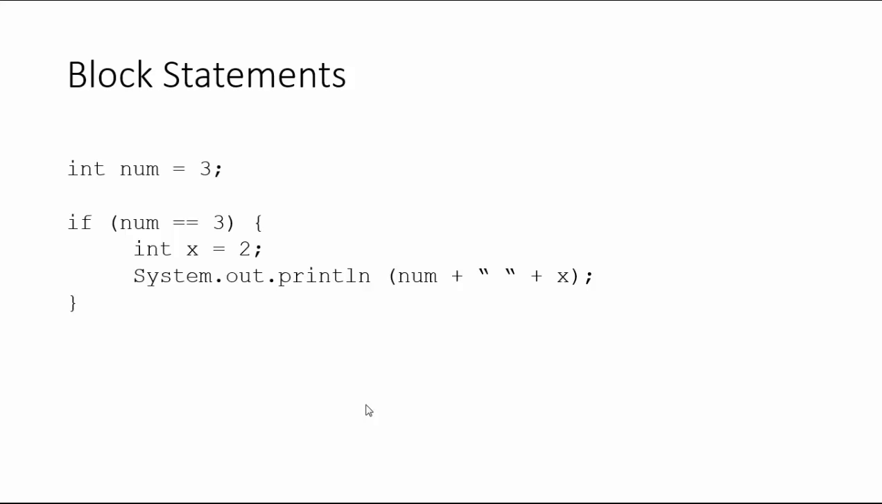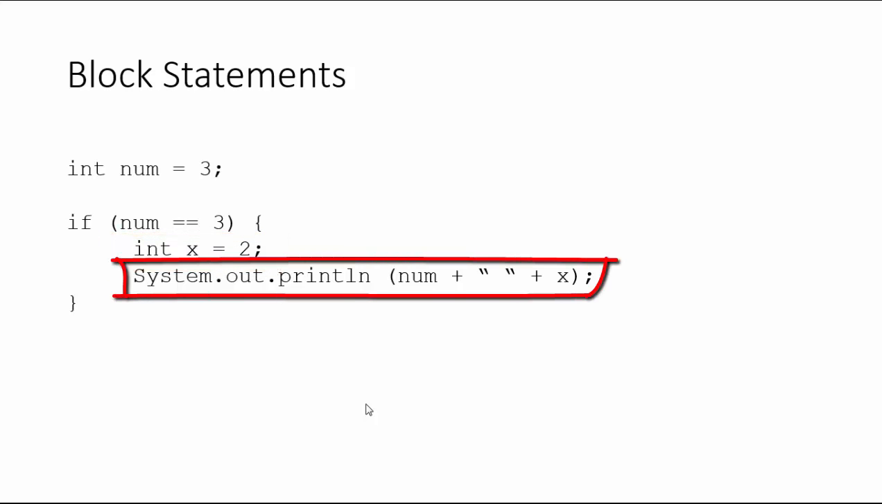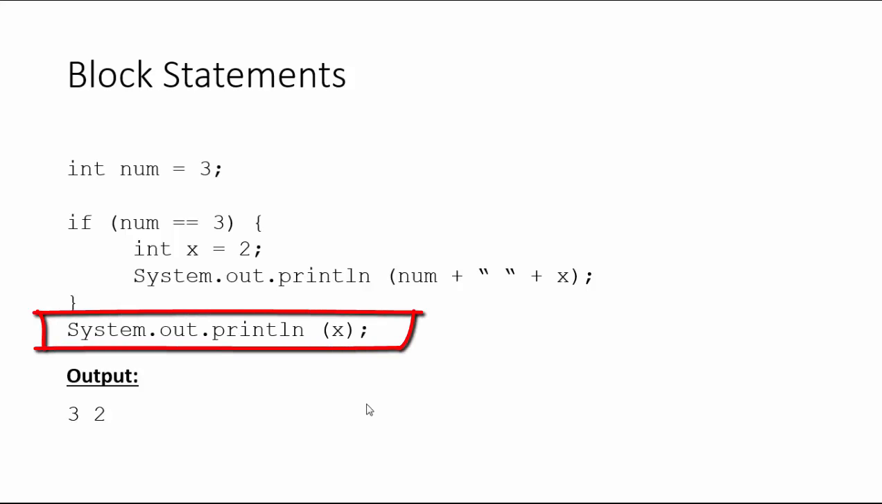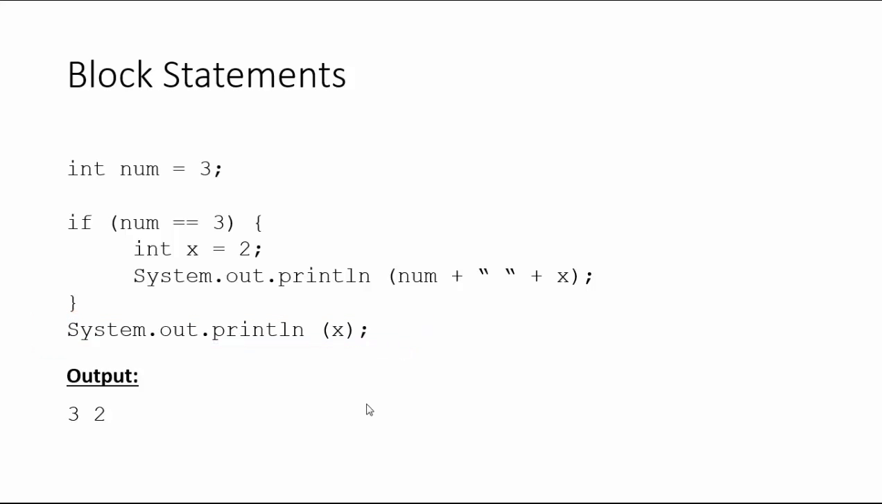In this example, because the condition evaluates to true, an integer variable x will be declared and assigned the value of 2. A message will be printed with the contents of num concatenated with a space and the contents of x, and then the block statement ends. If I add this next println after the block statement, an error will occur because x has been deleted and is no longer accessible. This will cause a compile time error with the message "variable x does not exist."